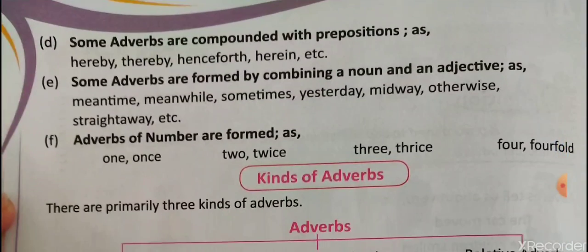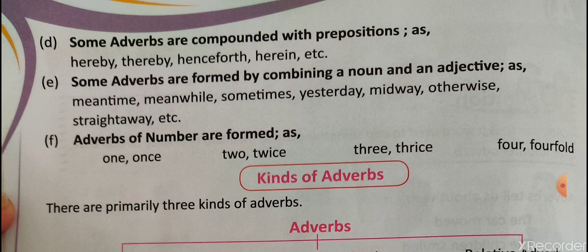Next, some adverbs are compounded with prepositions, like here plus by, hereby, there plus by, thereby, hence plus forth, henceforth. So these are the adverbs which are made by adding prepositions. Some adverbs are formed by combining a noun and an adjective, like mean plus time, meantime, mean plus while, meanwhile, some plus time, sometimes, yester plus day, yesterday. And adverbs of number are formed like once, twice, thrice, fourfold.